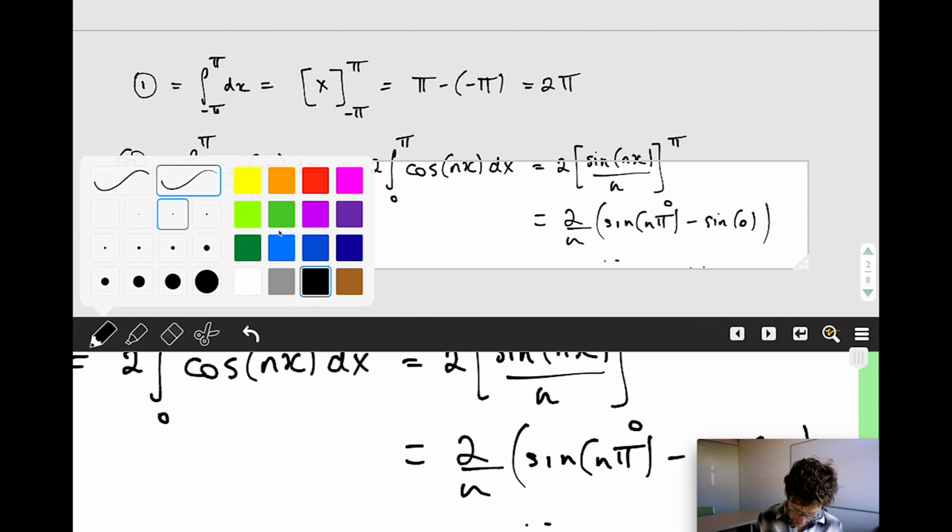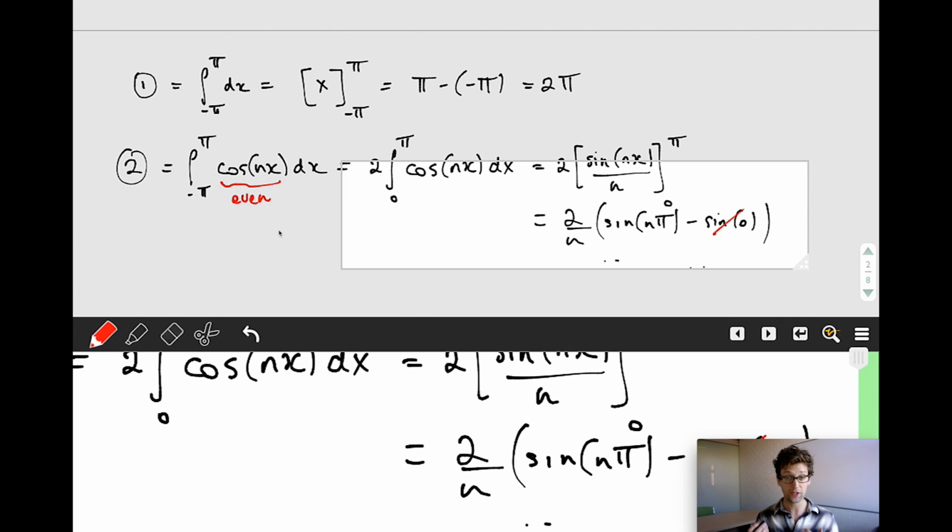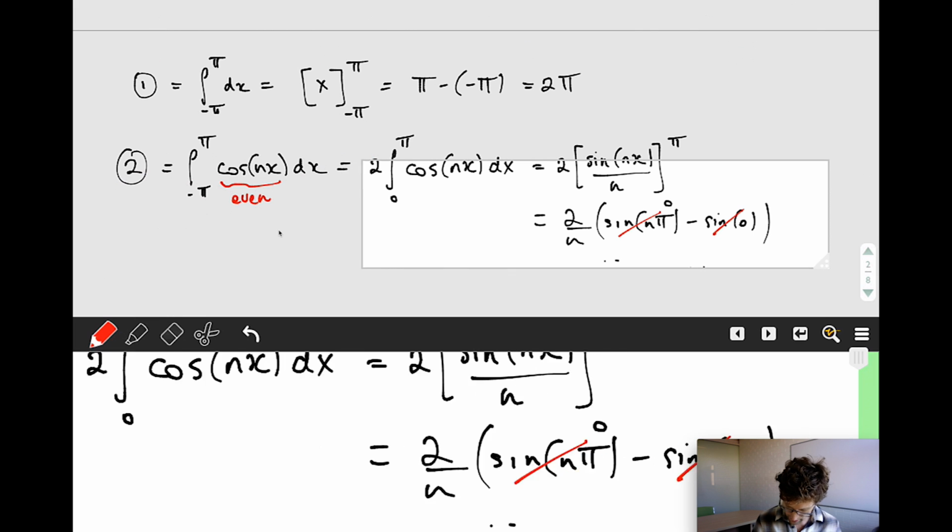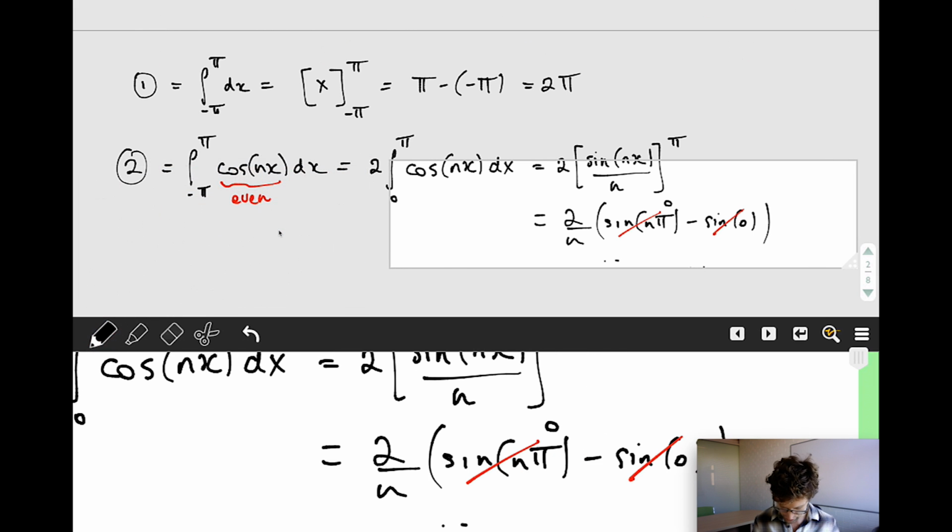But we know that sine of 0 is 0, and we know that sine of n pi is 0. Sine of pi is 0, sine of 2 pi, sine of 3 pi, sine of 4 pi, all of those are equal to 0. So I'm going to get 0 for my integral number 2.